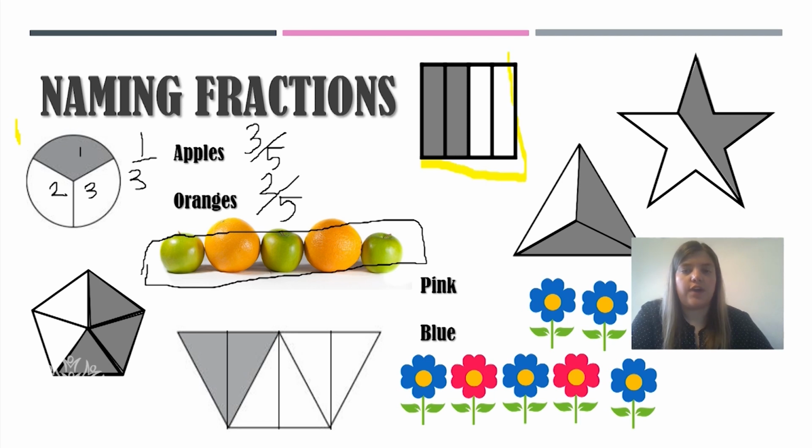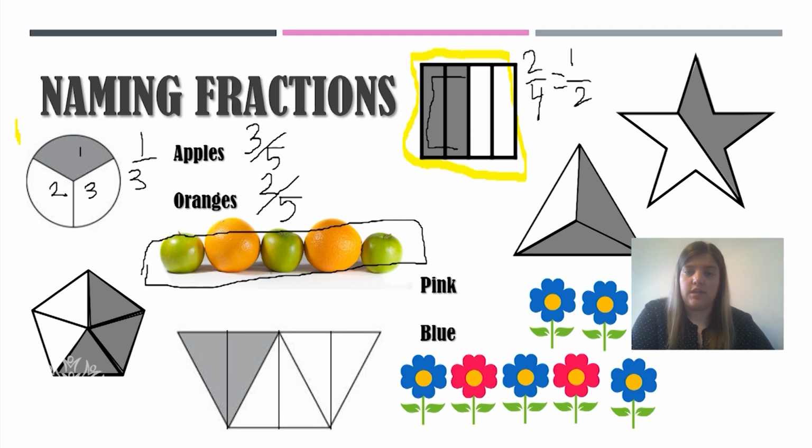Now this square, we can name it as a couple different fractions. The first fraction that we could give this square is what? If you said 2/4, you're correct. What other names could we give that fraction? We could give that fraction the name of 1/2 as well, because these 2 pieces together are the same size as these 2 pieces together. 2/4 and 1/2 are equal. They're equivalent fractions.